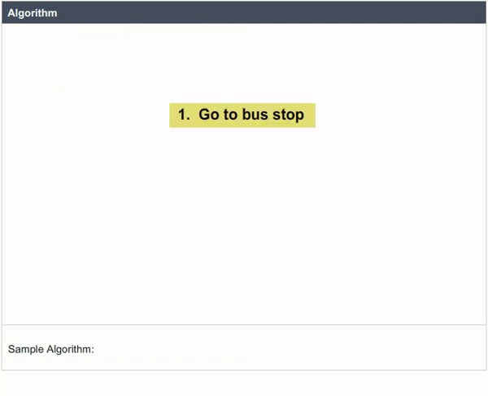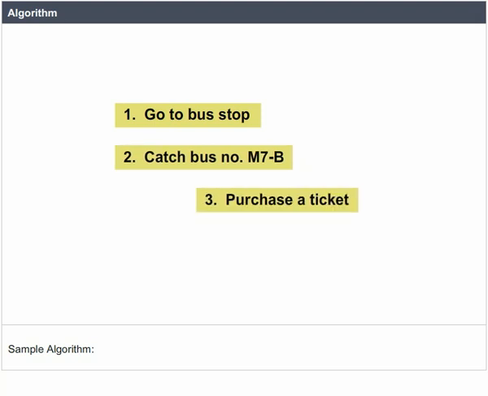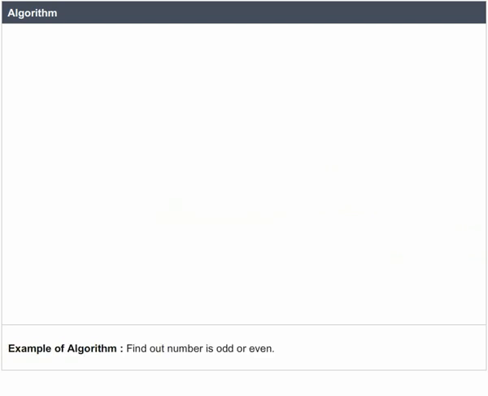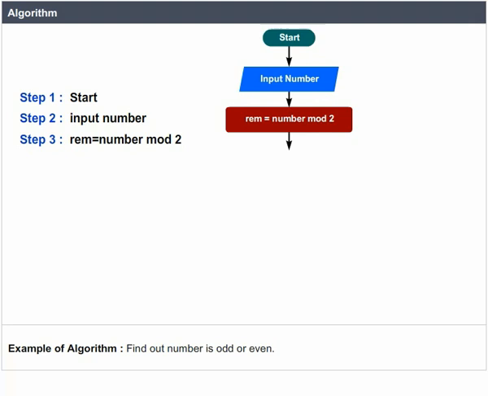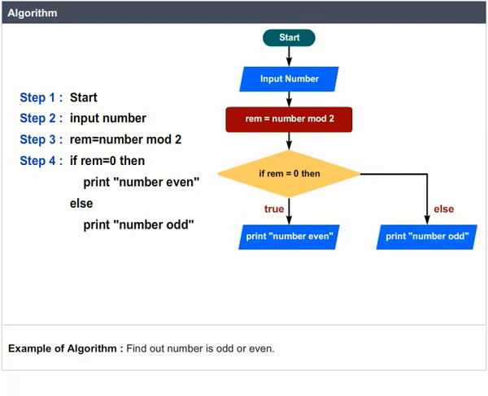Sample algorithm. Go to bus stop. Catch bus number M7B. Purchase a ticket. Get down at the market bus stop. Example of algorithm. Find out if number is odd or even. Step 1. Start. Step 2. Input number. Step 3. Remainder equals number mod 2. Step 4. If remainder equals 0, then print number even, else print number odd. End if. Step 5. Stop.